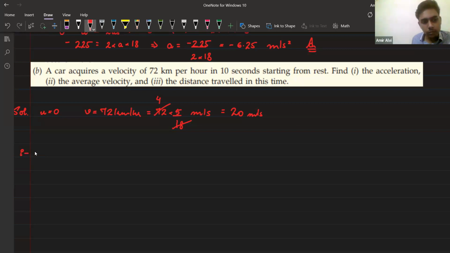Acceleration is change in velocity by time. That is 20 minus 0 divided by time, which is 10. That is 2 meter per second square. Okay? Sarah, you got the wrong answer for the acceleration. Okay. Here, average velocity.